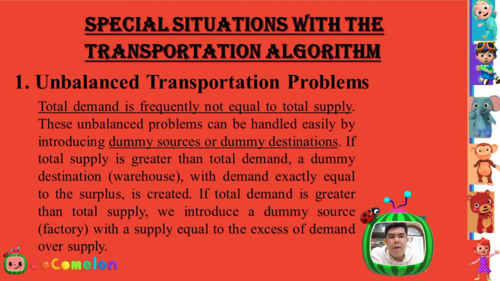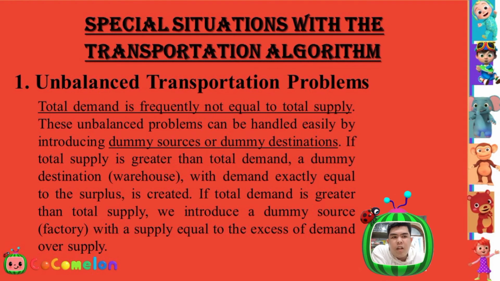One of it is the unbalanced transportation problems. In this, the total demand is frequently not equal to the total supply. Kasi diba, sa real world, minsan talaga hindi pantay yung total supply and demand ng isang kumpanya or for that facility or warehouse. So, these unbalanced problems can be handled easily by introducing dummy sources or dummy destination. So, basically, dummy sources or dummy destination, para siyang gagawa ka lang ng fake facility or fake warehouse para doon i-allocate yung unbalanced na supply or demand.